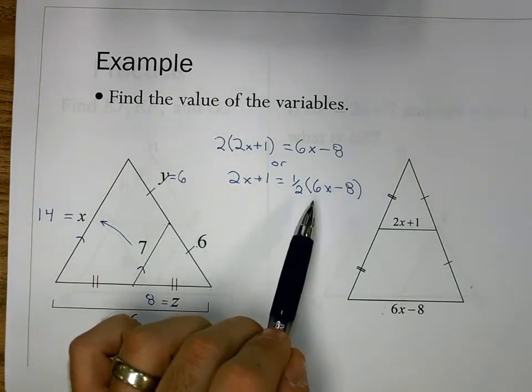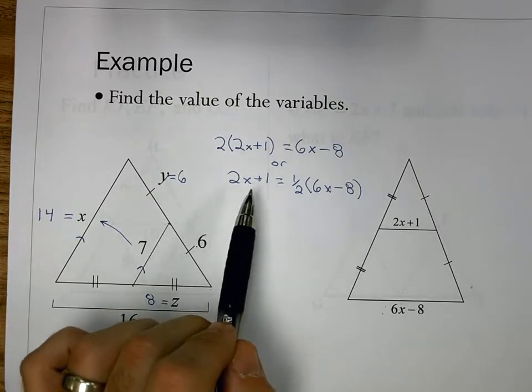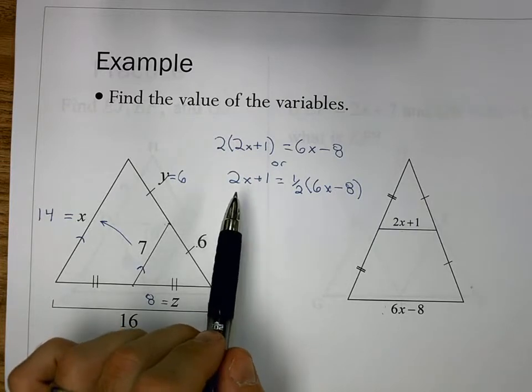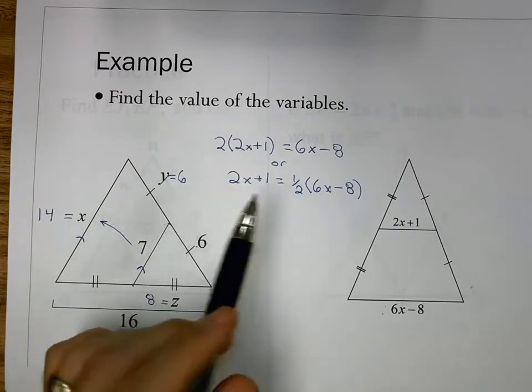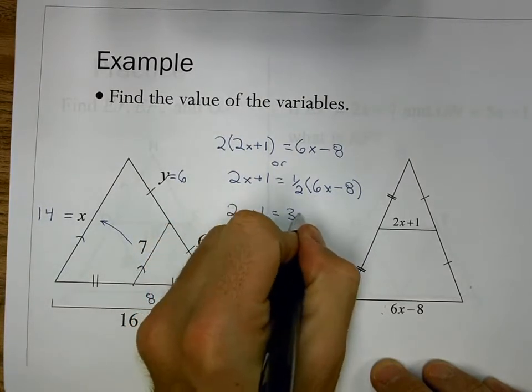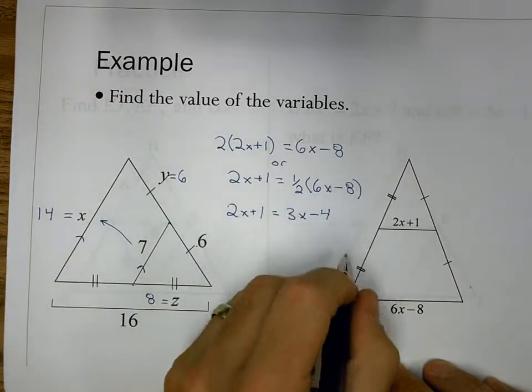If there are odd numbers, like maybe if I was taking half of this side, I wouldn't want to do that because then I'm stuck with decimals or fractions, and we all know how we feel about those. So let's use the bottom one here. I get 2x plus 1 equals 3x minus 4. Make sure you take half of both values.